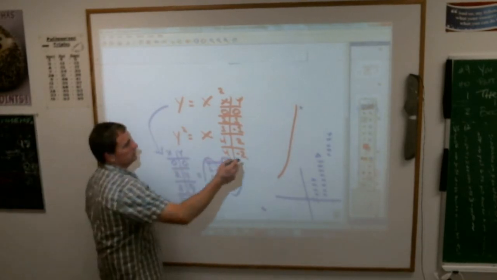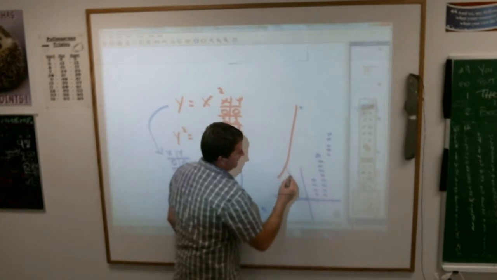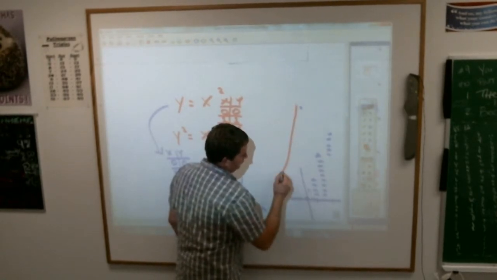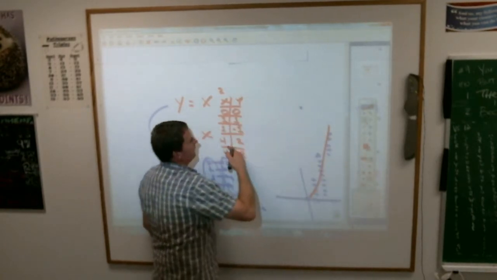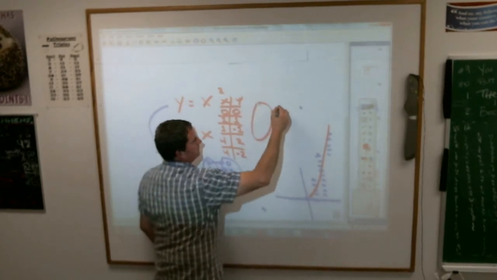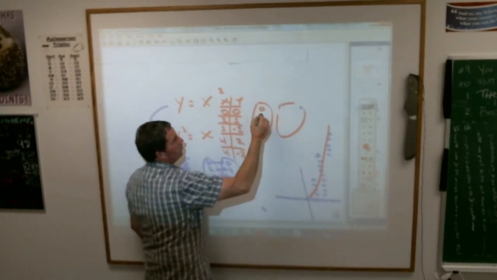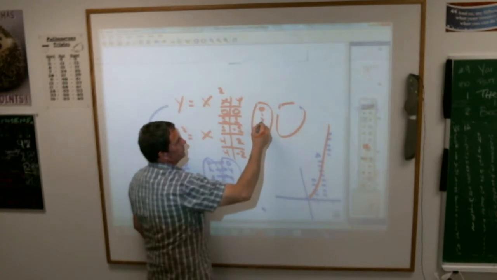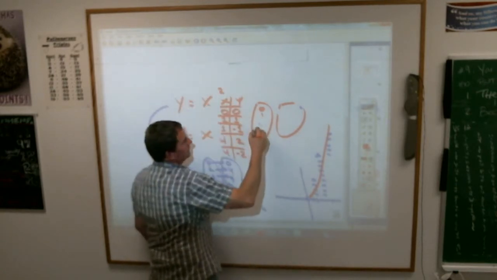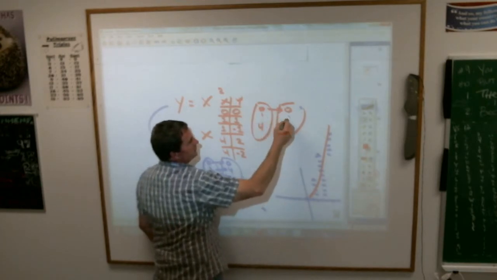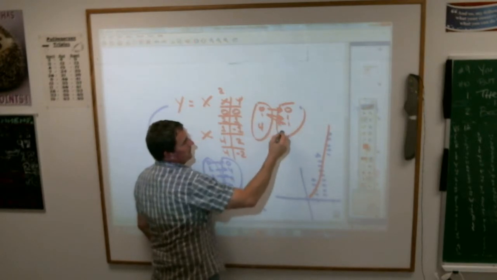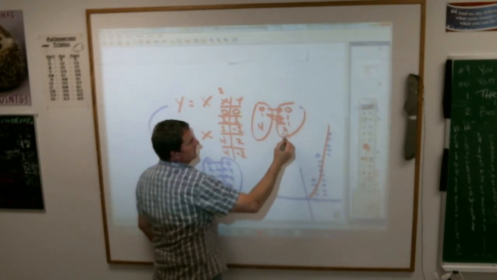So now, let's look at our mapping here. If I do my mapping, I have 0, 1, and 4, right? And look what happens. 0 goes to 0, but 1 not only goes to 1, it also goes to negative 1. And 4 not only goes to 2, but it also goes to negative 2.